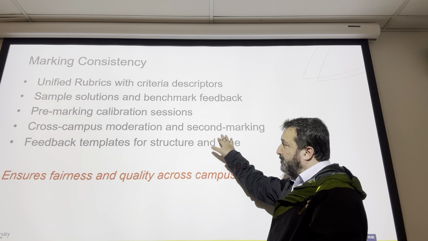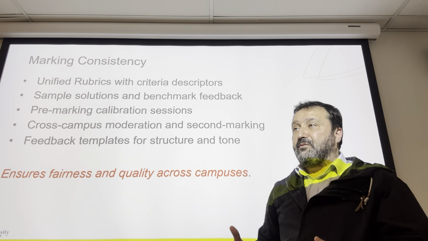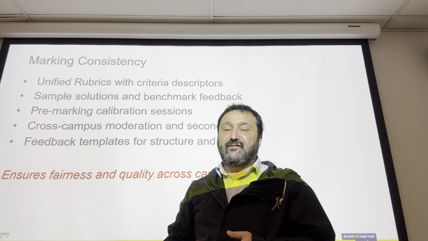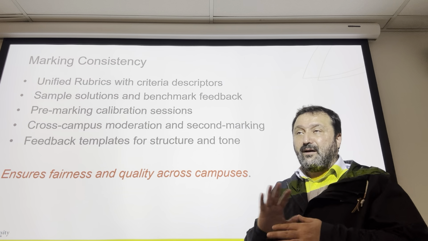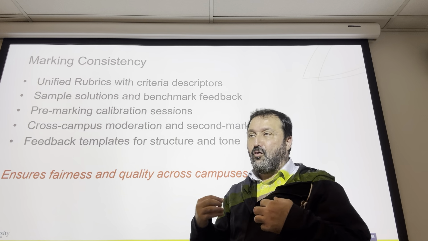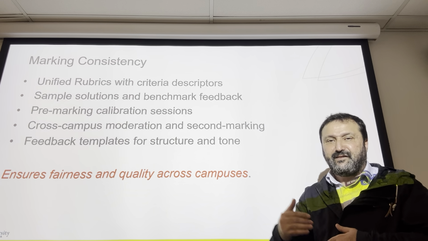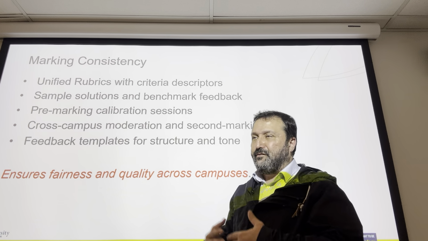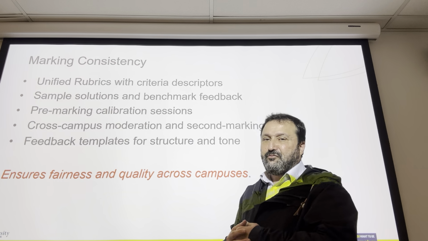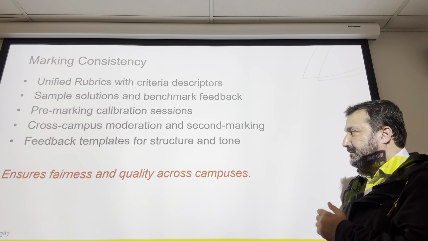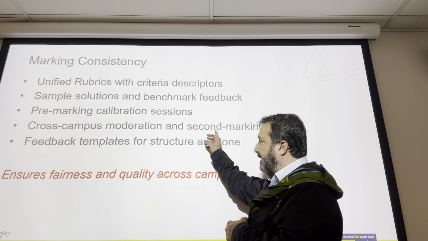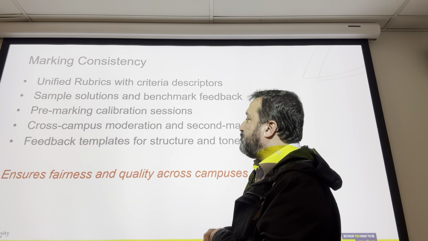Second marking is possible. For example, you mark something, you send it to an external marker. They can mark it, but take all your comments and score out, like give them a blank copy, not marked. They can mark and send you feedback. You can compare it with yours and see how much difference there is between your marking and the second marker's.